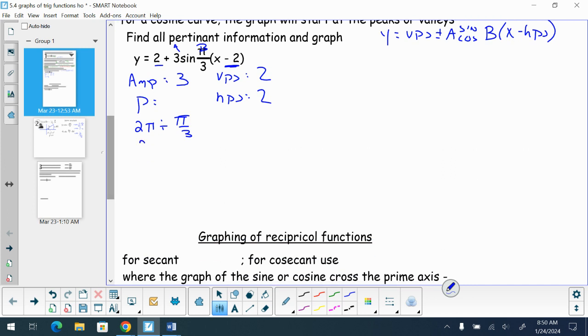Okay, we got 2 pi times 3 over pi. We flip the second fraction, and we turn it into multiplication. Which now allows us, since we have a pi on top and a pi on bottom, the pi's go bye-bye. They cancel out. So we're left with 2 times 3, which is a value of 6.